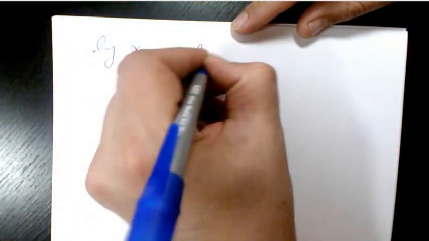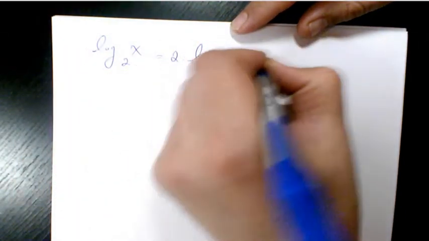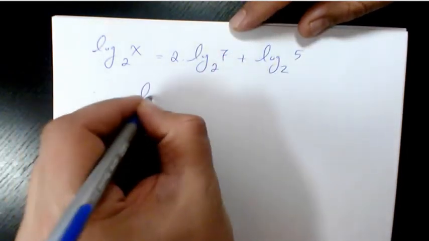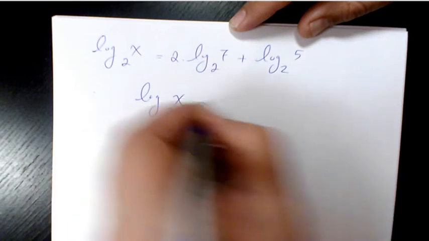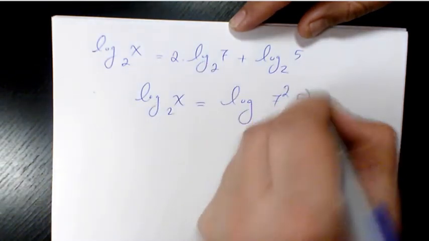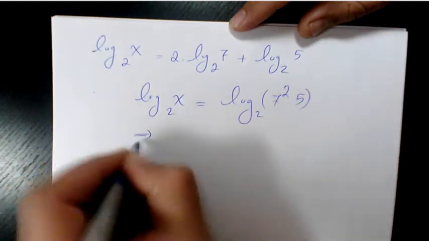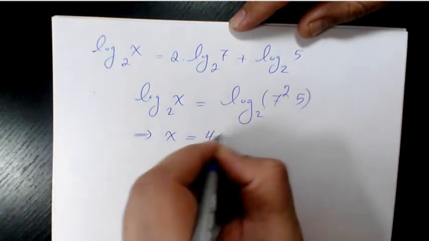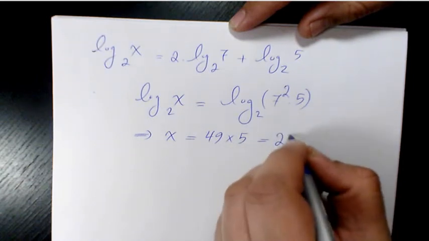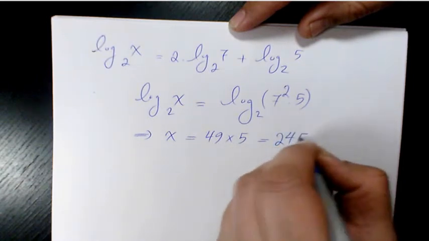Next example. Log x base 2 equals 2 times log 7 base 2 plus log 5 base 2. That's going to be log x base 2 equals log 7 squared times 5 base 2. Therefore, x is going to be equal to 49 times 5, which will be 245.